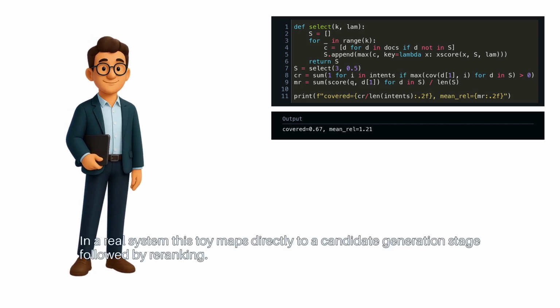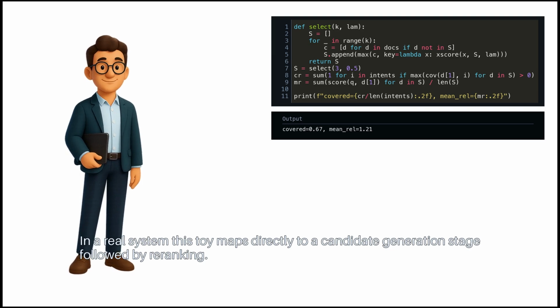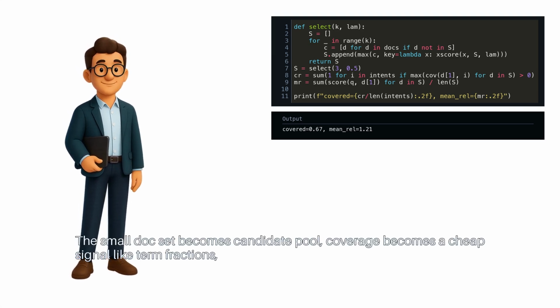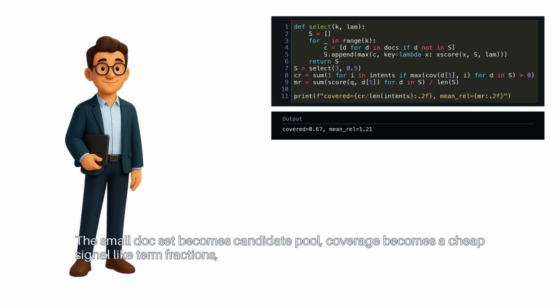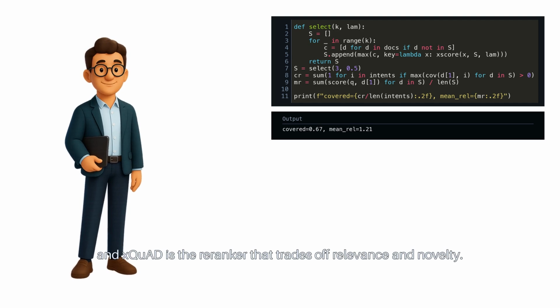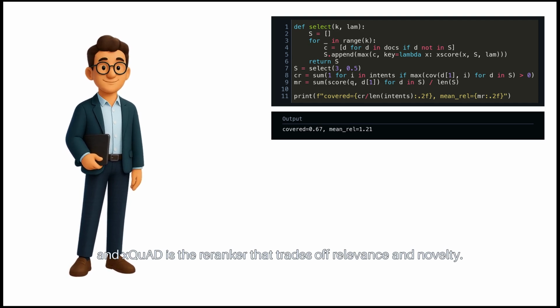In a real system, this toy maps directly to a candidate generation stage, followed by re-ranking. The small doc set becomes the candidate pool. Coverage becomes a cheap signal like term fractions. And xQuAD is the re-ranker that trades off relevance and novelty.